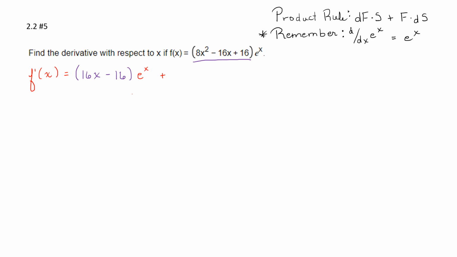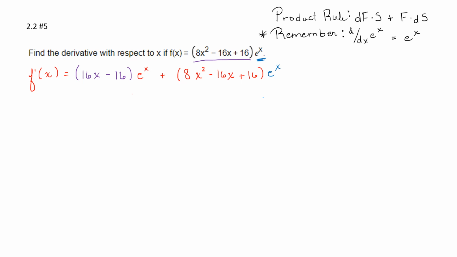Now we want to have the first, which is the 8x squared minus 16x plus 16 times the derivative of the second, which we can see here is e to the x, and as we stated earlier, the derivative of e to the x is e to the x.